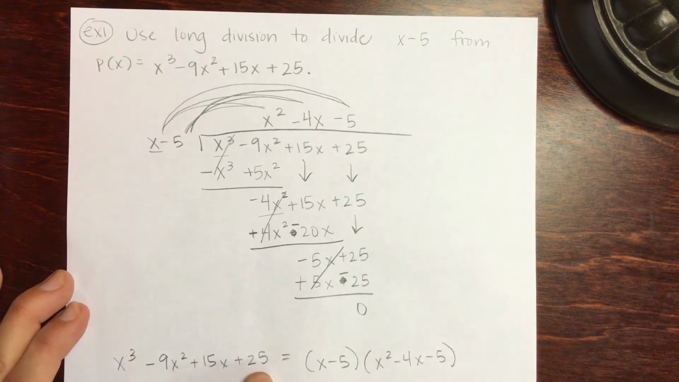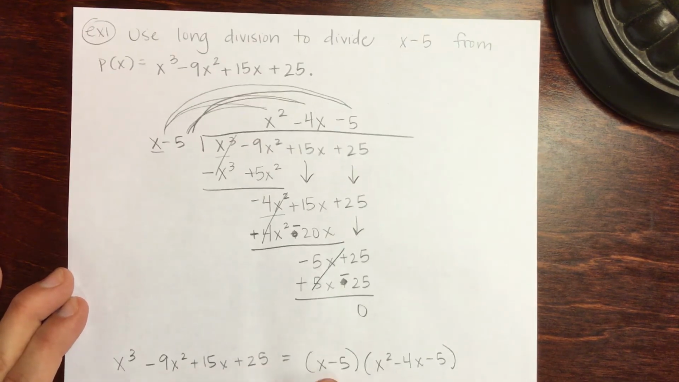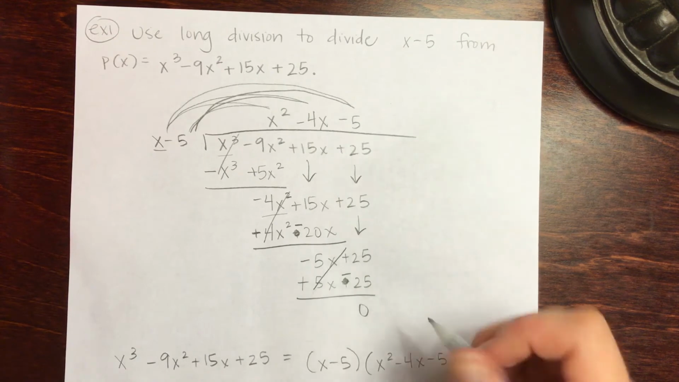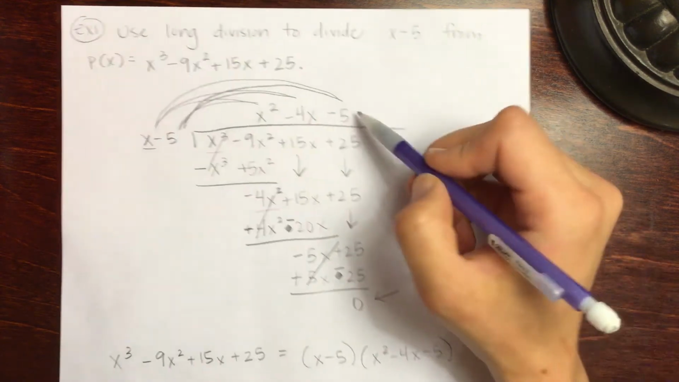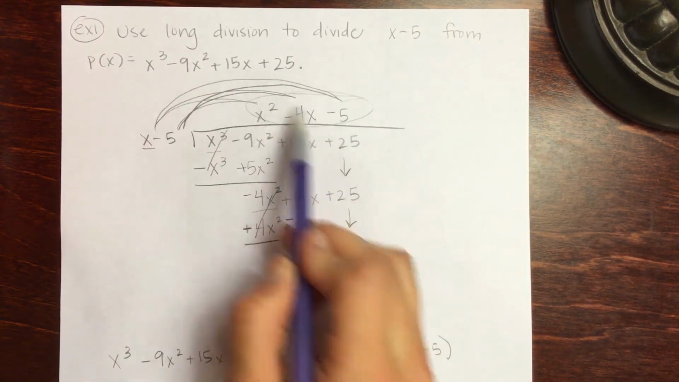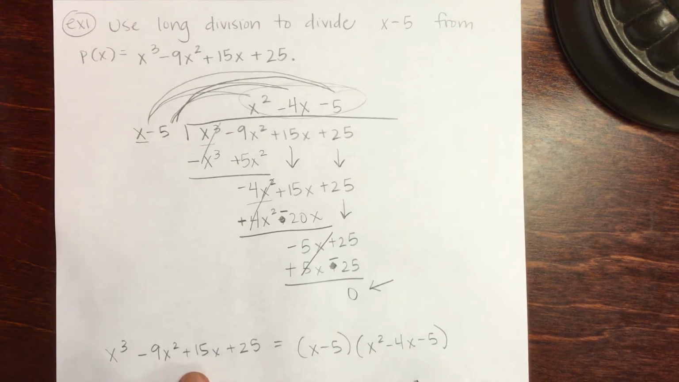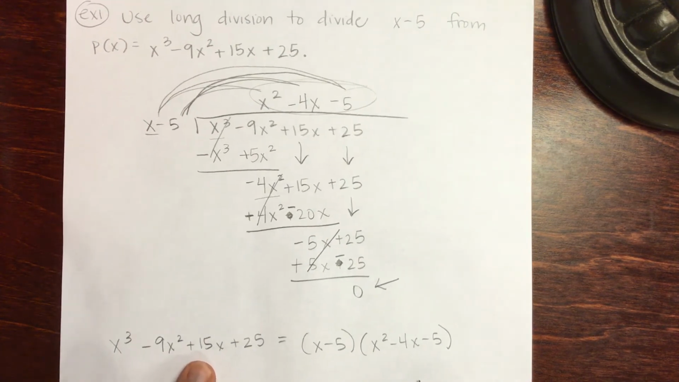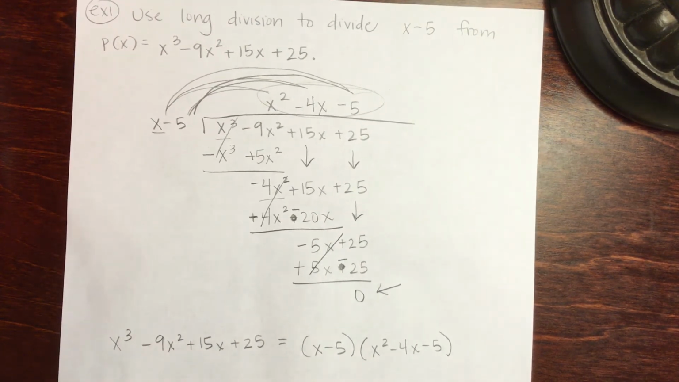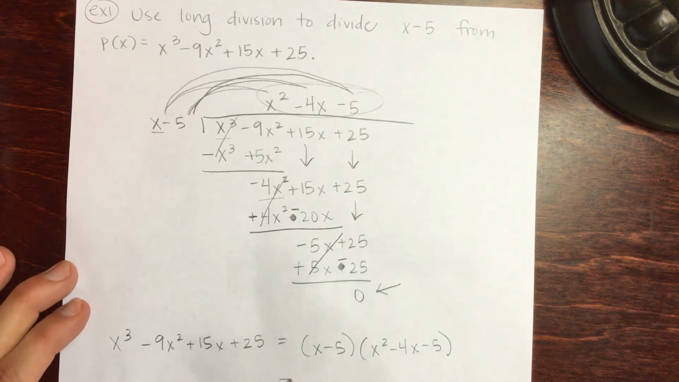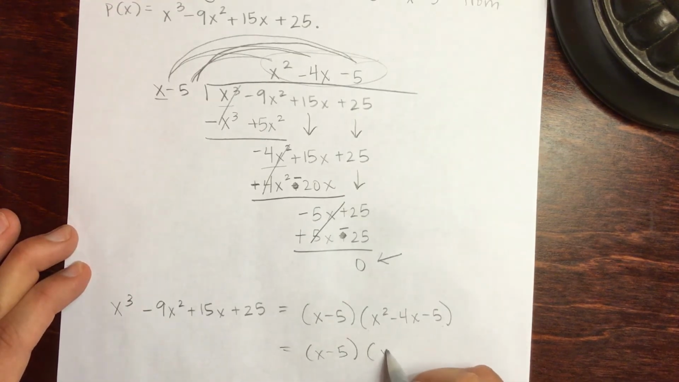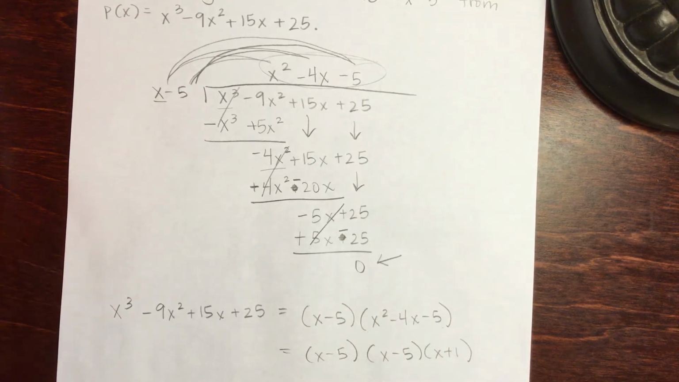So we can write this in factored form. I factored out an x minus 5, and there's a 0 remainder here. So x minus 5 times this with 0 remainder gives me my original polynomial. I could actually break this down even further because we know how to factor this. That would be an x minus 5 and an x plus 1. So that is how they get the fully factored form of a long polynomial like this.